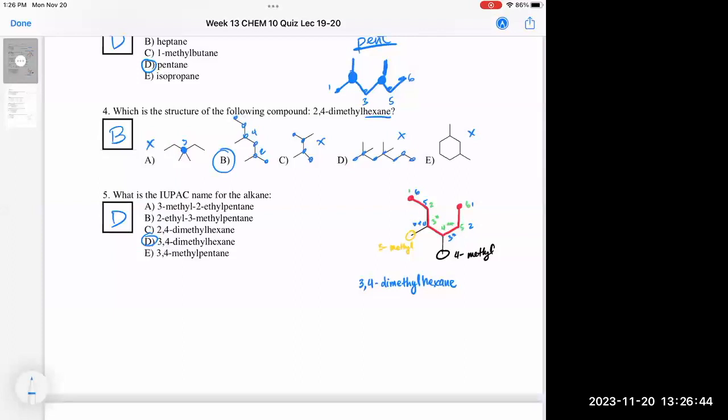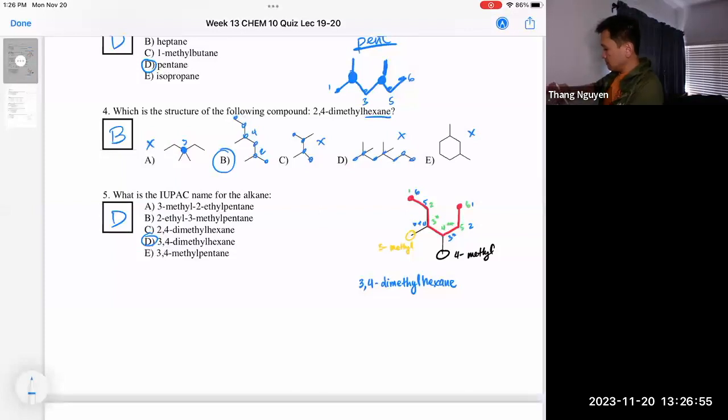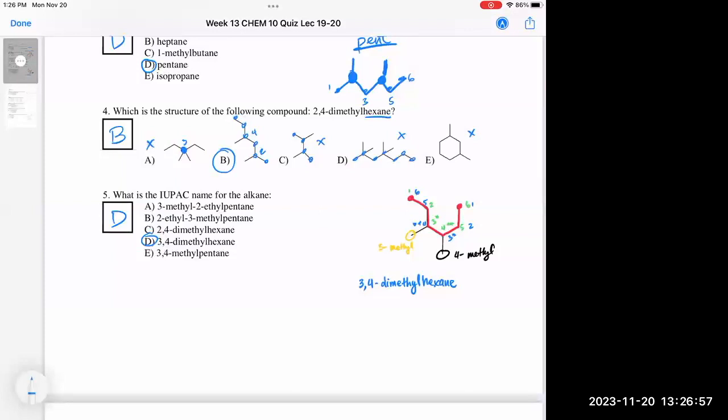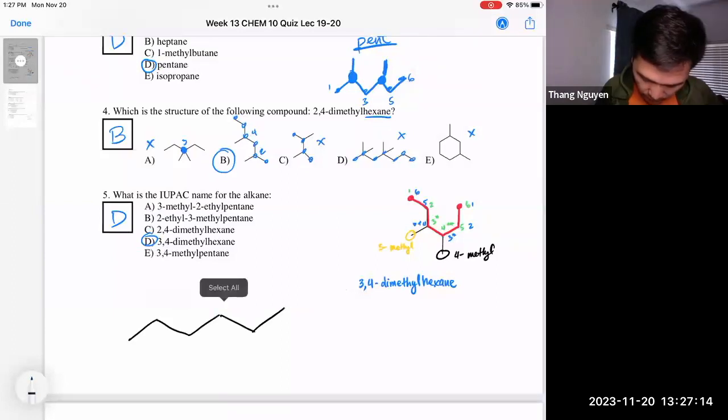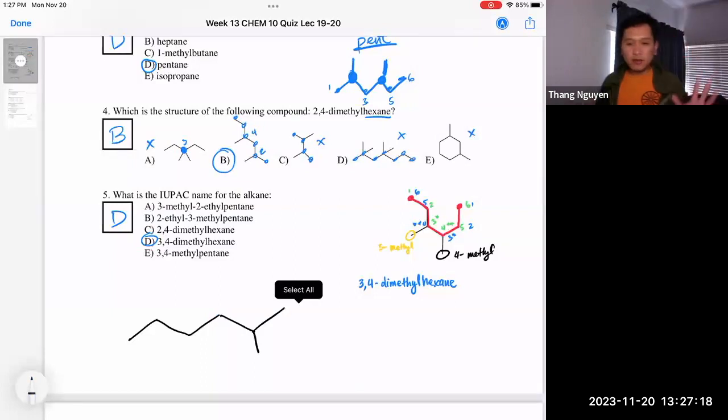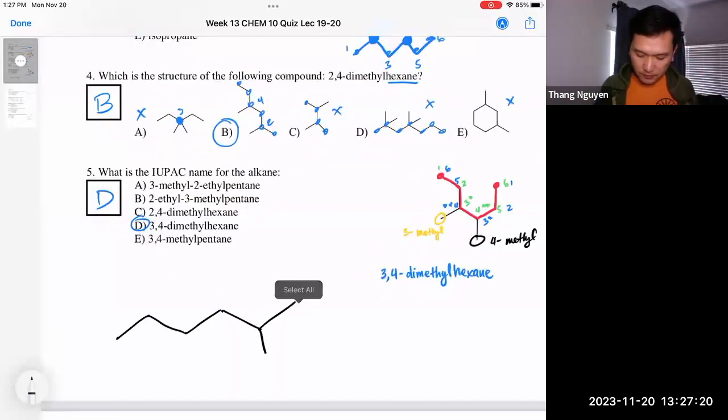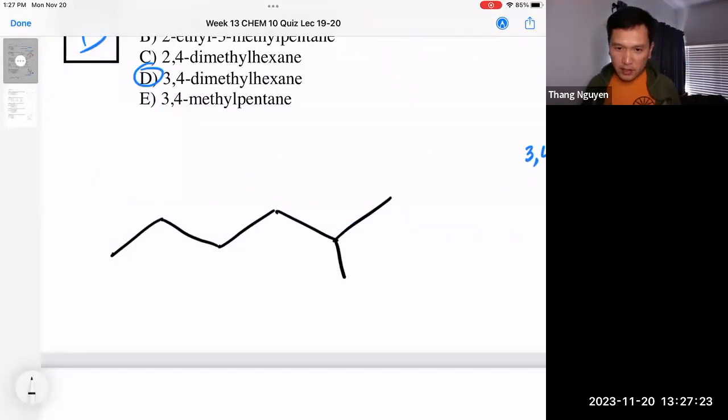So you said when you are trying to number them, you have to figure out where the closest substituent is. And it'll be wrong if it's the opposite. Right, let me give you an example then. 1, 2, 3, 4, 5, 6. Let's go with a simple example here. Notice your longest chain is 6.